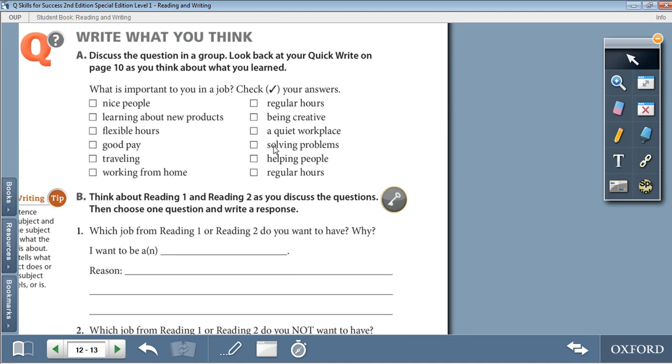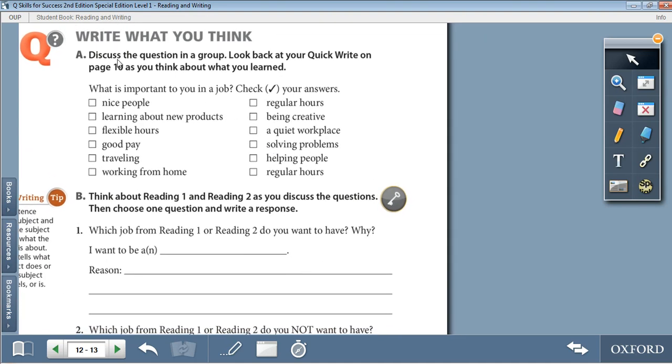Moving on to the write what you think section. Again, here you need to write what you think. First of all, you need to discuss the question in a group. Look back at your quick write on page 10 as you think about what you learned, what is important to you in a job. So answers may vary depending on the students.